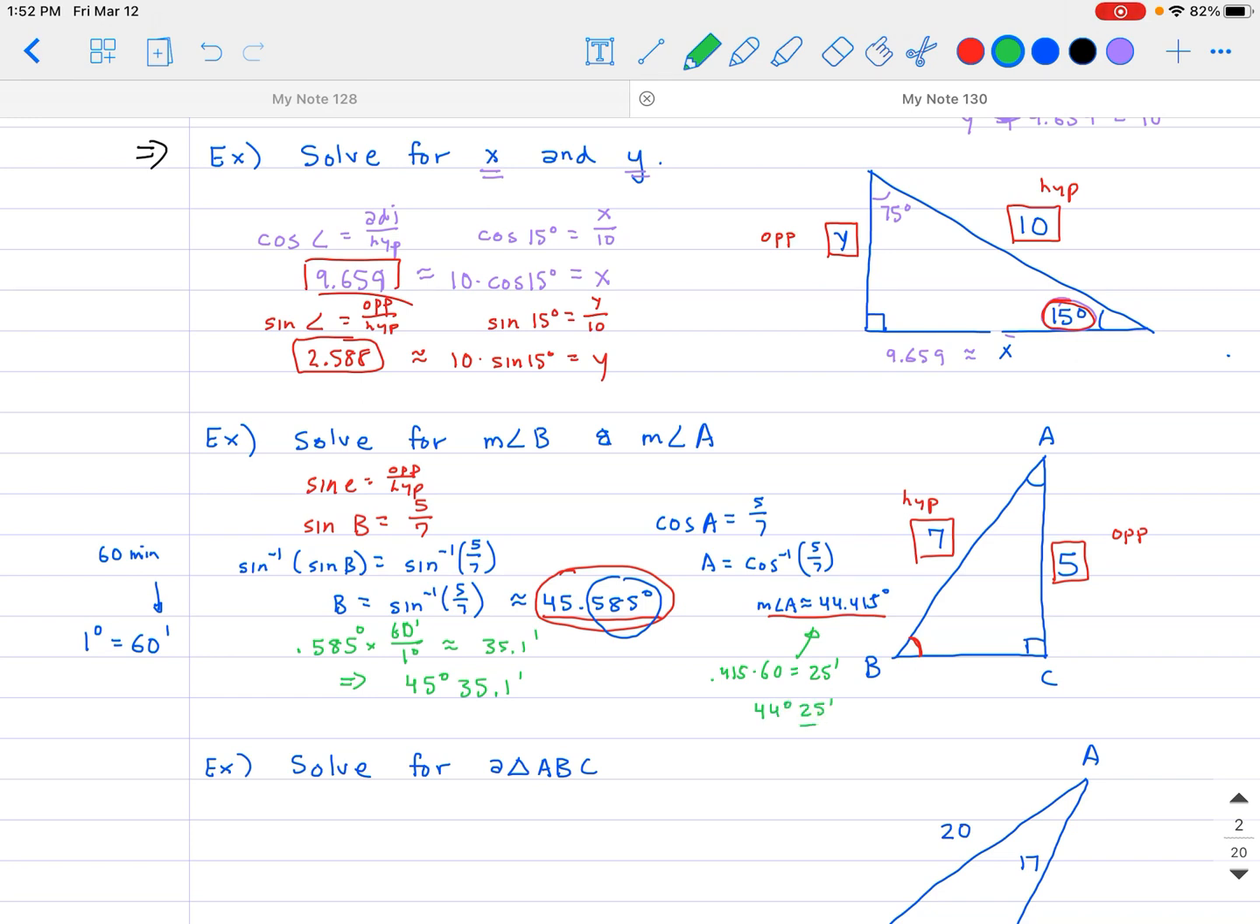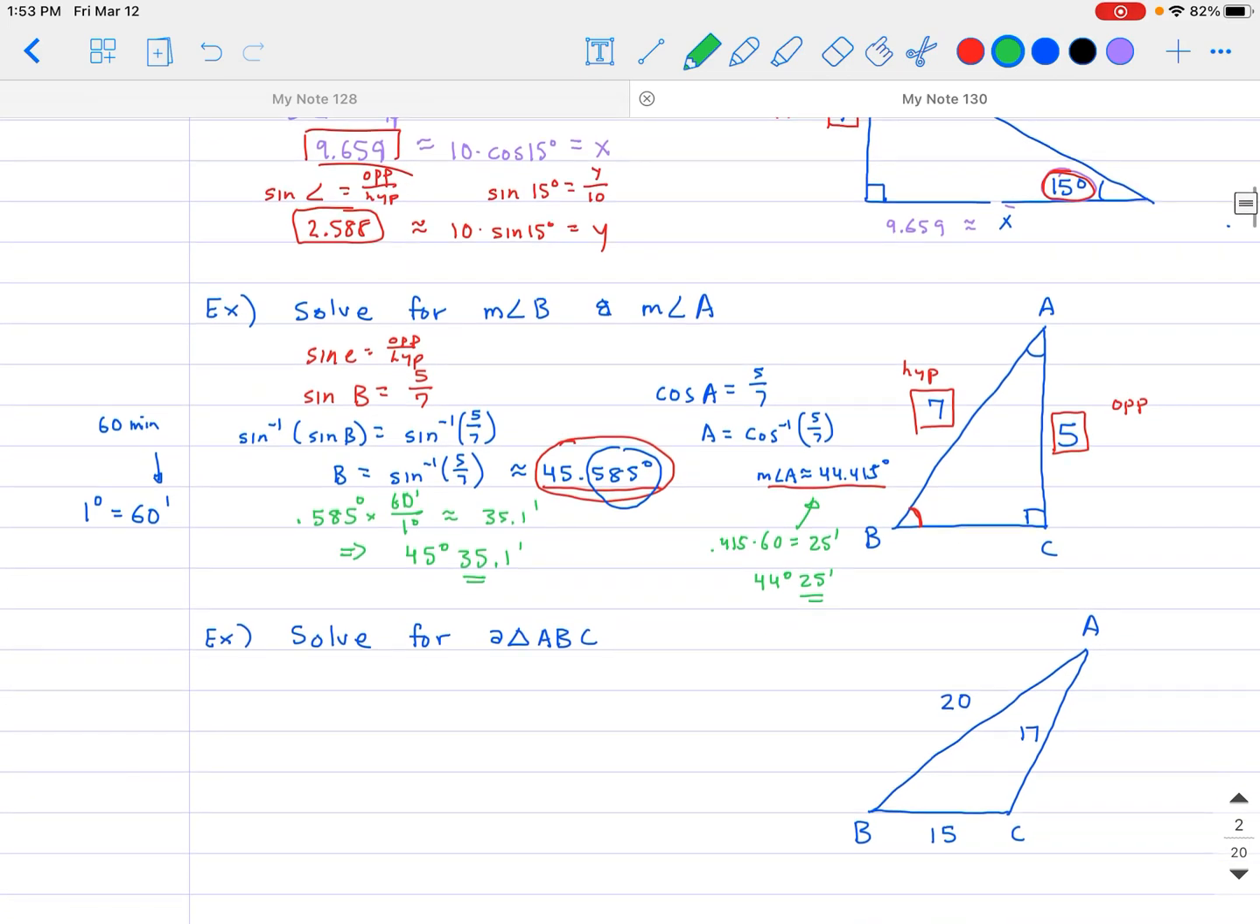And so once again, you can kind of see how with 25 minutes and then plus 35 minutes, that'll give you a total of approximately 60 minutes, which is equivalent to 1 degree. And again, they should add up to be equal to 90 degrees then. Okay. All right.